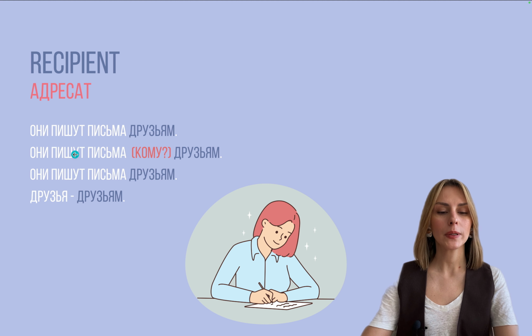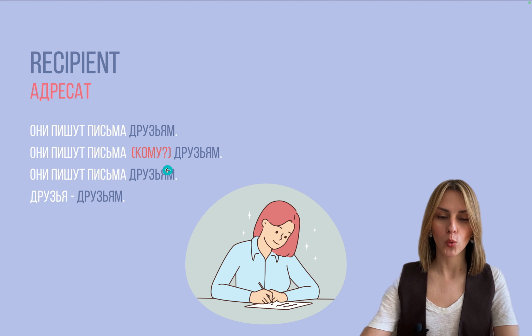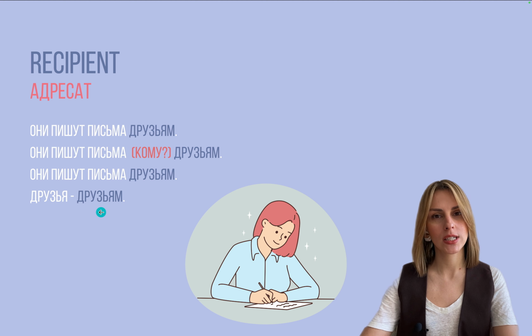Okay. Now an example with plural nouns. Они пишут письма друзьям. So they are writing letters to their friends. So who is the recipient? Friends are the recipients. Они пишут письма кому? Друзьям. Друзья, друзьям.